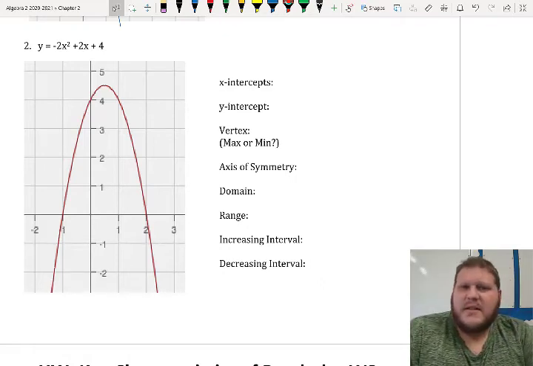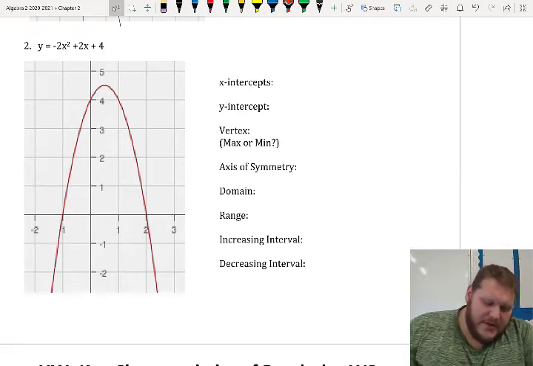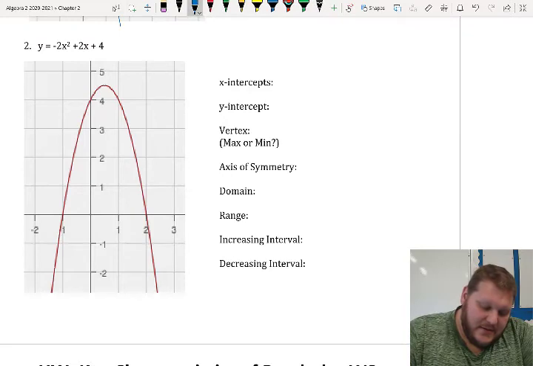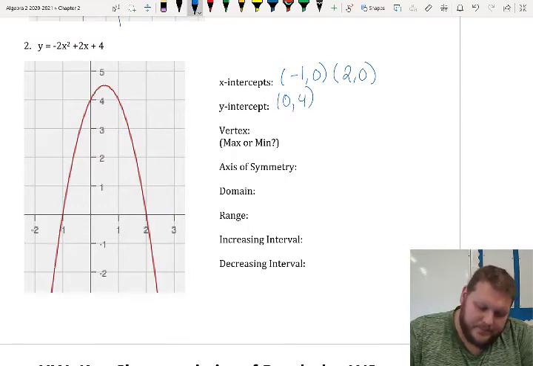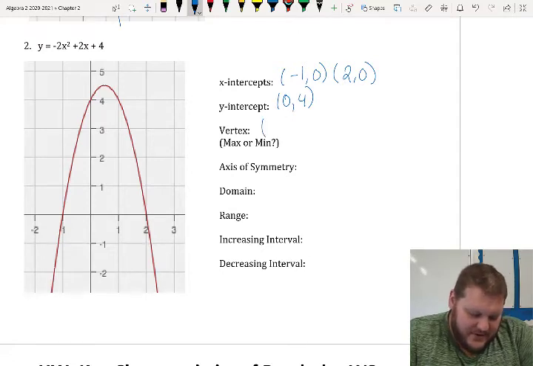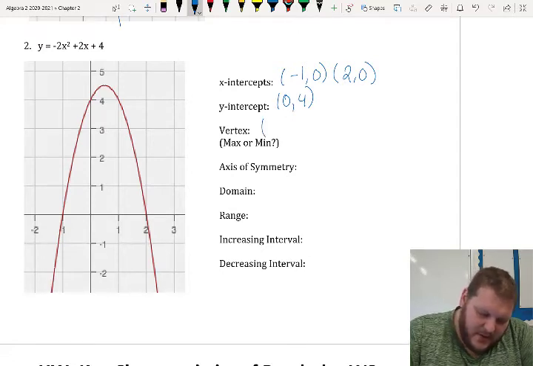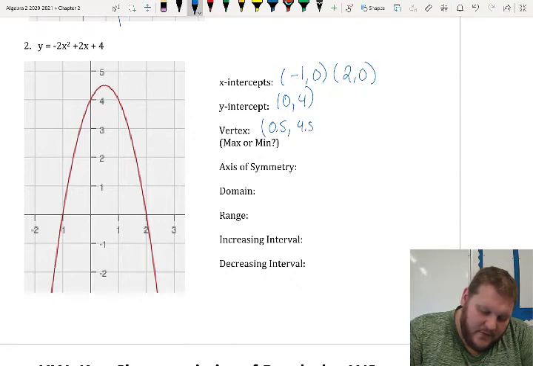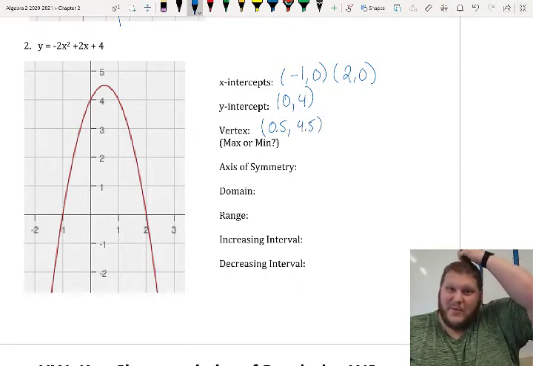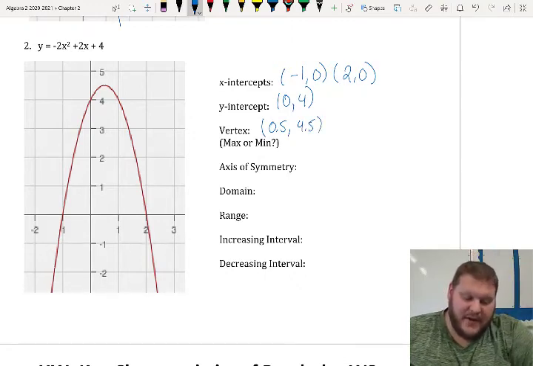My first couple should be the same. It's really just the intervals of increasing and decreasing that'll look a little bit different. My 2 intercepts here for my x's are at (negative 1, 0) and (2, 0). My y-intercept is (0, 4). My vertex here is a little bit different again. I'm going to say this is just a half, so 0.5, and I'm going to call that just 4.5, just approximating. It's about halfway between 0 and 1 and 4 and 5.